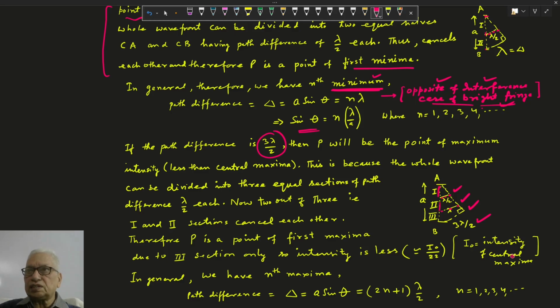If we look at the first part with the second, the path difference is lambda by 2. What will these two give together? The first and second parts will be dark. Only the third part will give you the bright fringe. The intensity is less than 1/3 of the whole slit, so it will be a bright fringe with less intensity, roughly I0 by 22, where I0 is the intensity of the central bright fringe, the central maxima. Here only the third part contributes, so the intensity becomes much lower.